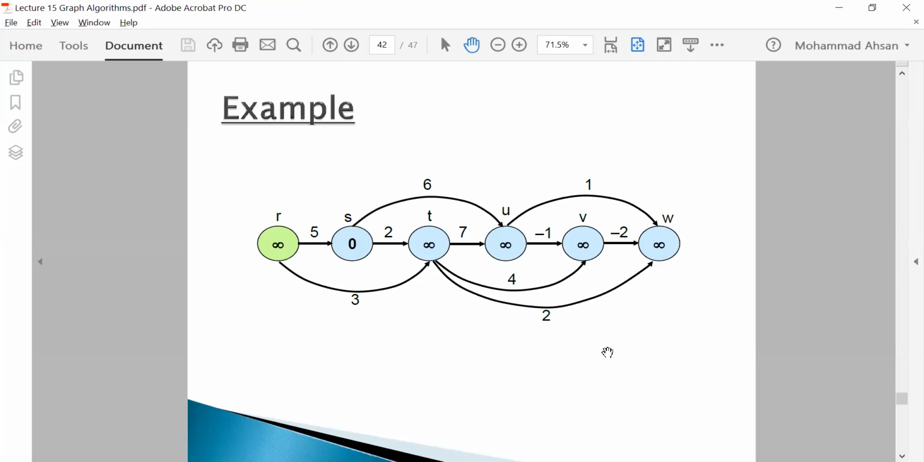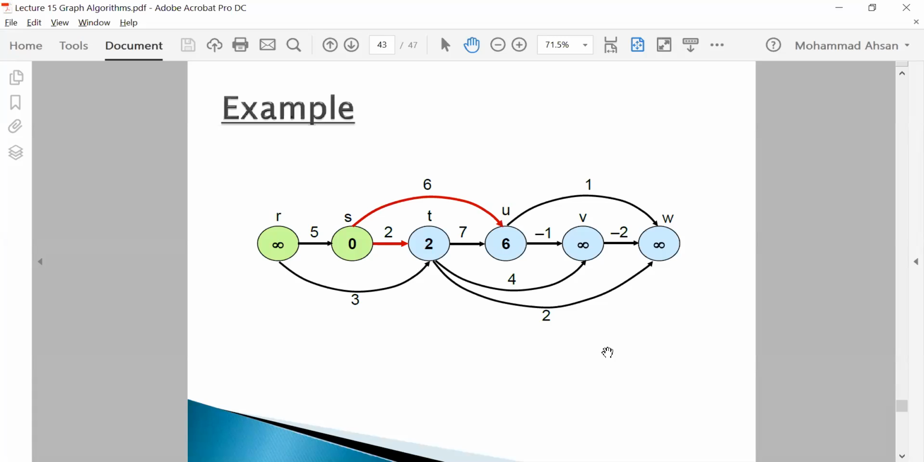Okay. Infinity plus 3, again it's infinity, so nothing will change, for there are only two adjacent vertices, R to S and R to T. It will not change the distances. So you did relax for all the edges related to R, you move on.